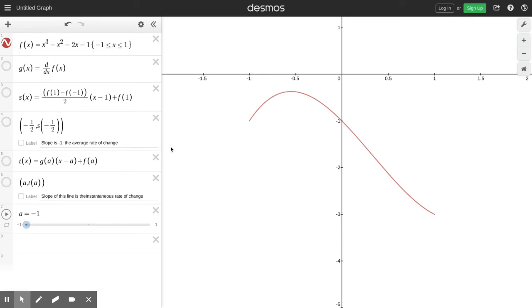All right. Now, if I connect the endpoints, we can look at our secant line. There's the secant line, which has a slope of -1. So the slope is -1. That's the average rate of change of the function.